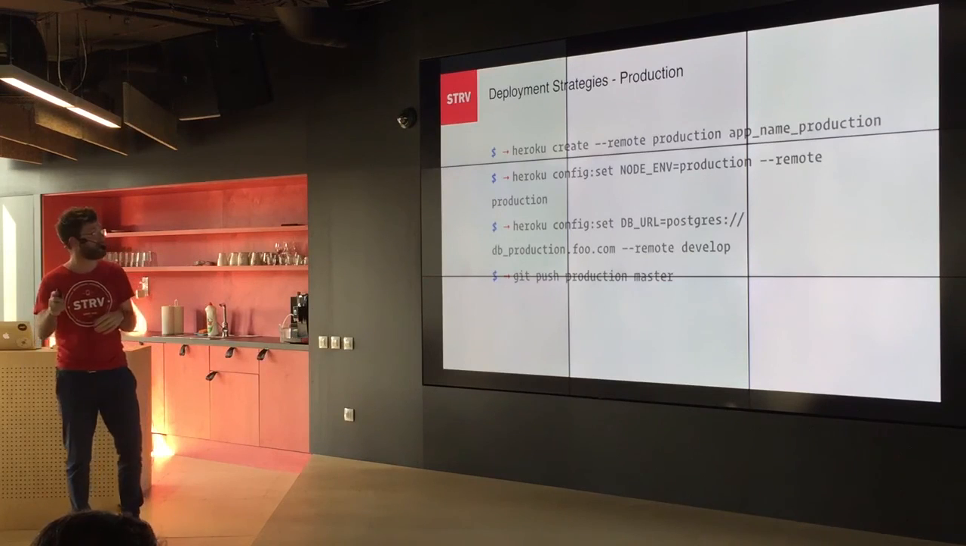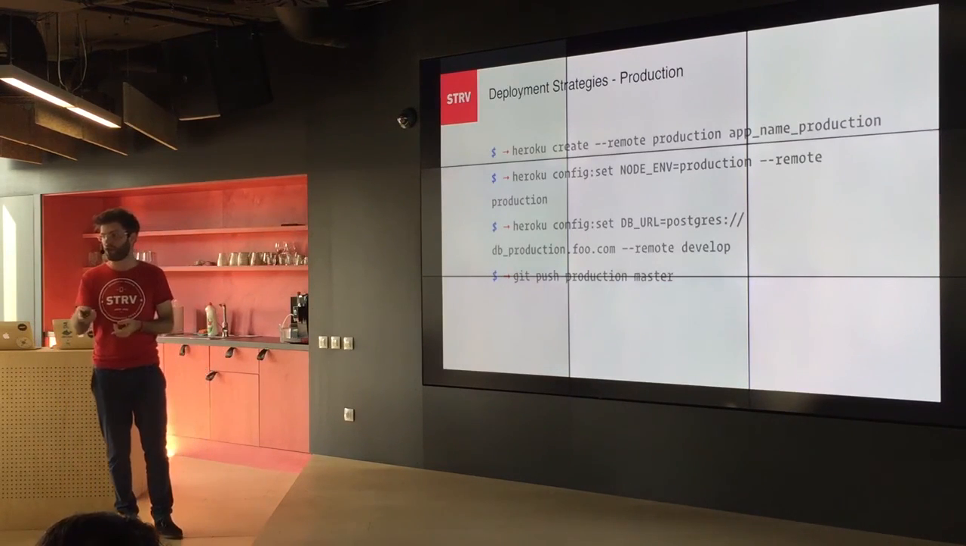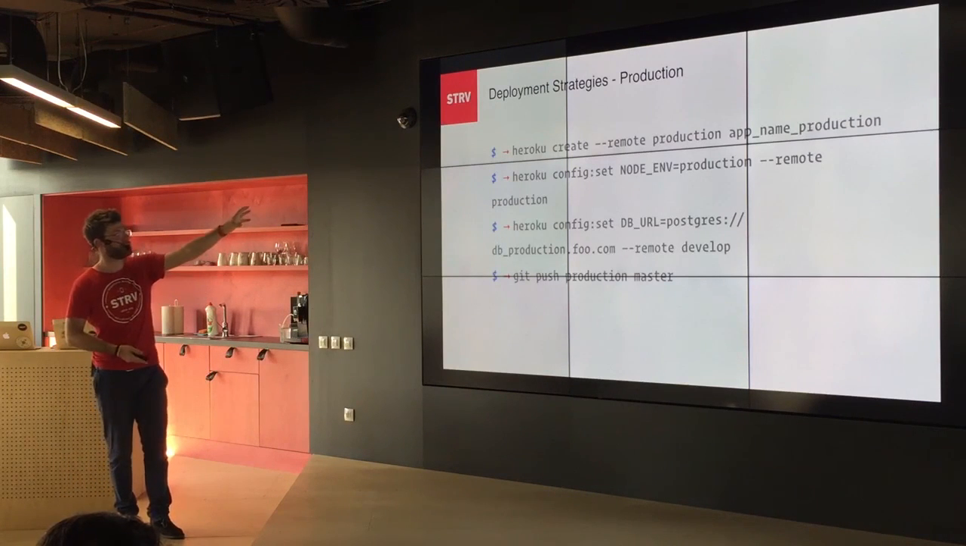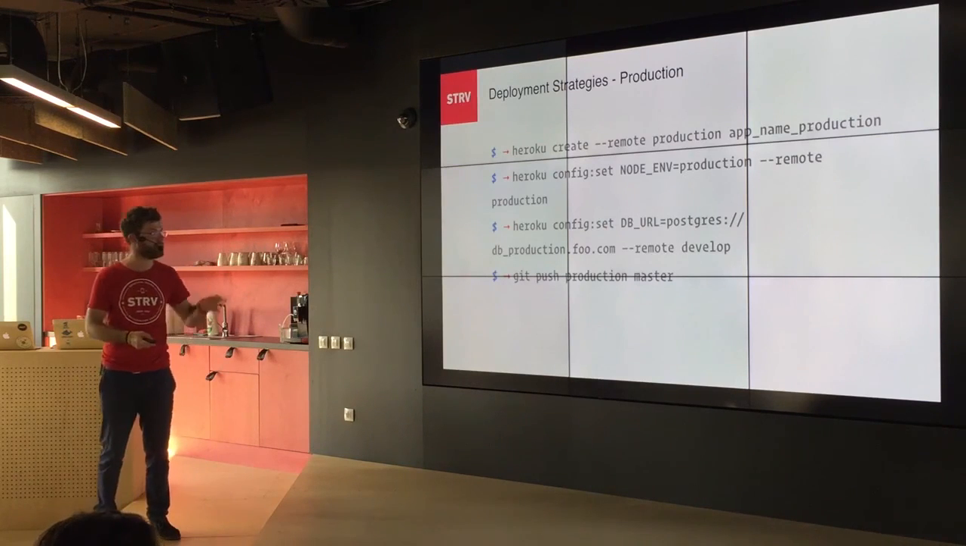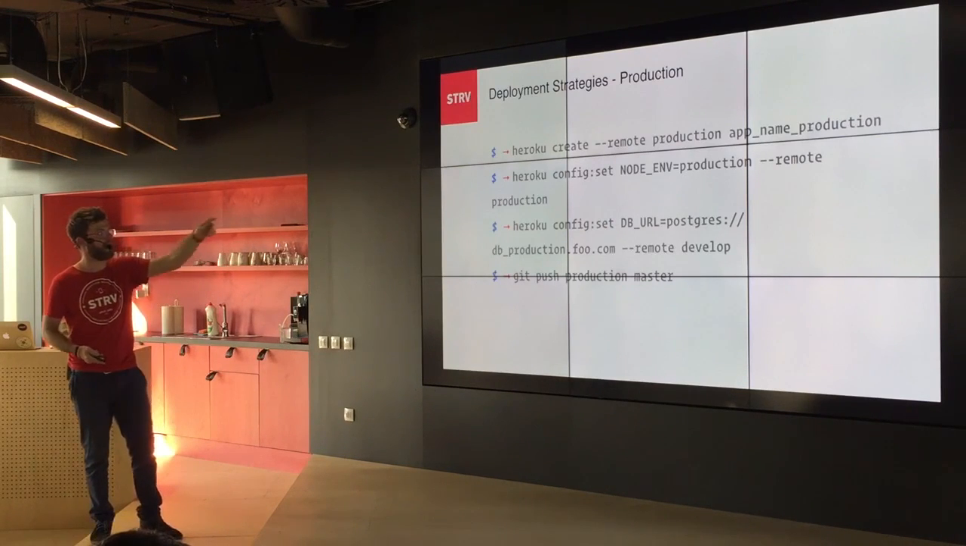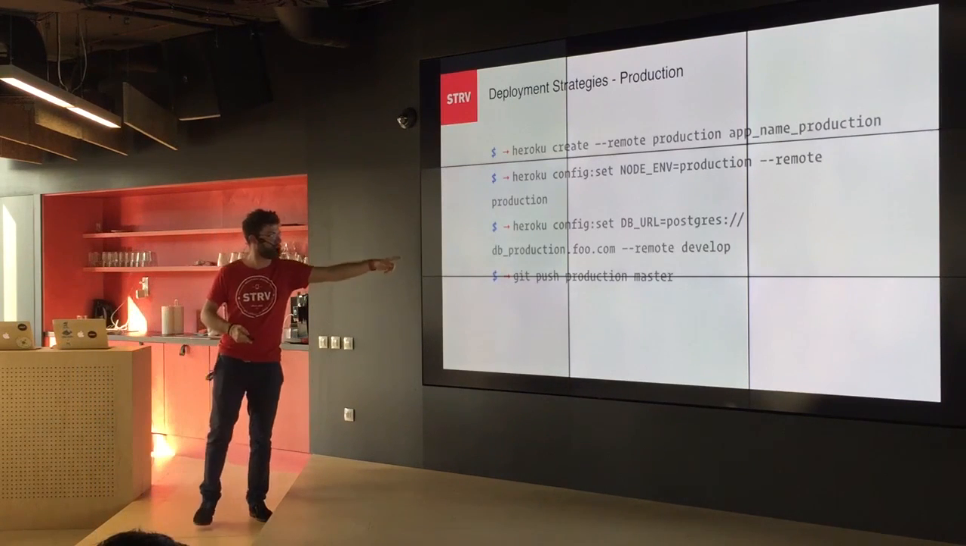But bear in mind that this first line needs to be executed just once, not every time. I'm showing you this if you want to run this code for the first time. You don't need to run that line every time. You need to run this line, git push production master.